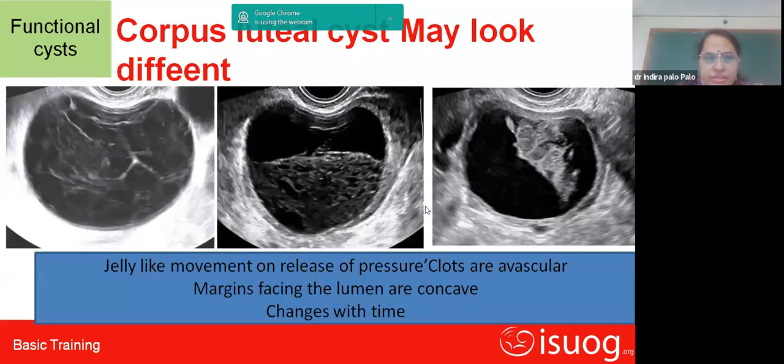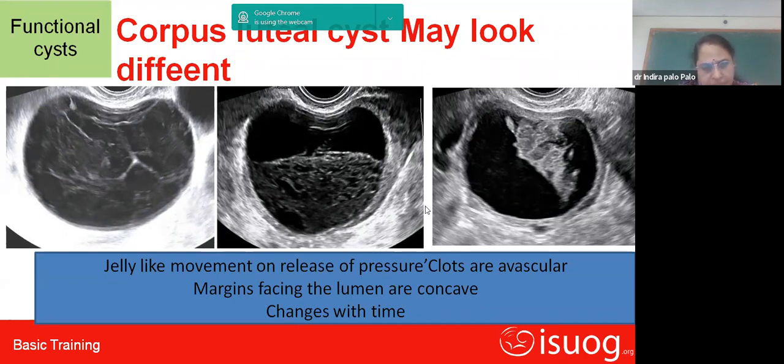I have already discussed that corpus luteum may look different, and if you apply pressure on the probe, there will be a jelly-like movement on release of pressure, and if you apply color Doppler, it appears solid. If you apply color, there will be no color because the clots are avascular. They don't have any live cells, so there will not be any blood flow inside it.